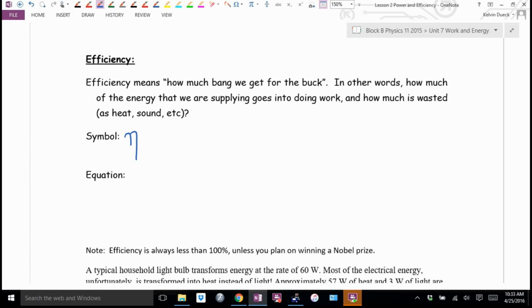Having said that, I didn't even know that symbol existed until about 10 years ago. I always just wrote this for efficiency. I'll take either. If you want to impress me with your nerd skills, feel free to use the efficiency symbol. It's a Greek letter. It's less writing, so I'm going to use it.